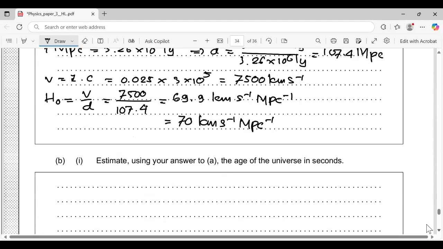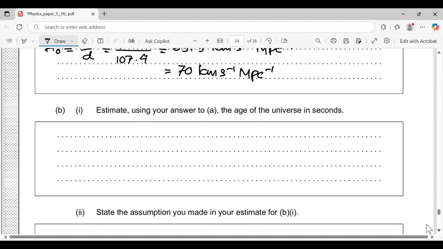Next question. Estimate, using your answer to part A, the age of the universe in seconds. I would like to convert megaparsec to kilometers. 1 megaparsec equals 3.086 times 10 to the power 19 kilometers. Okay, so it means the age of universe equals 1 over Hubble constant.